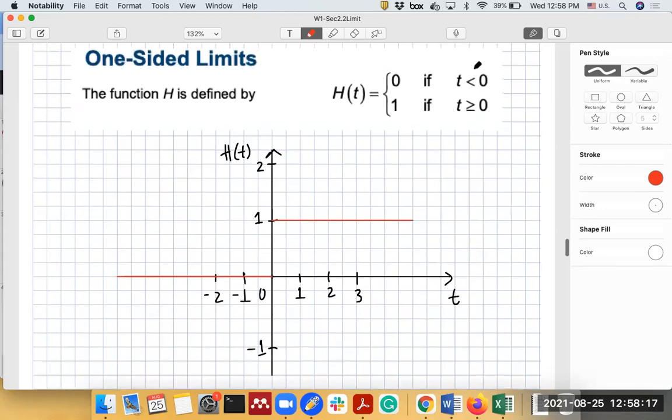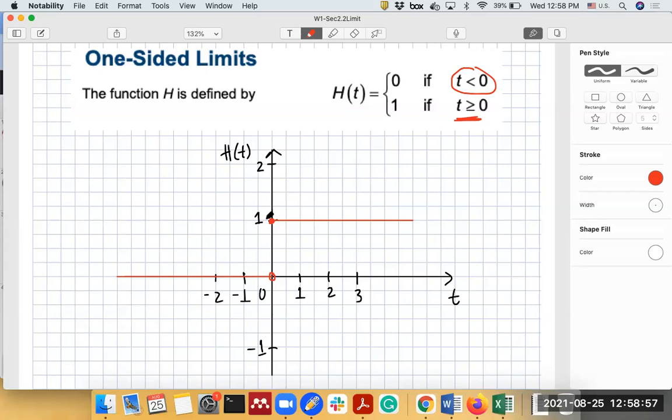Here, it is strictly smaller than 0. It means that at 0 from the left, strictly here, there should be a small hole in this range, okay? And here is larger than or equal. It means that at the value t equal to 0, it takes this value, which is 1. Therefore, this right here should be a solid dot. Okay. Good job. This is the Heaviside function.